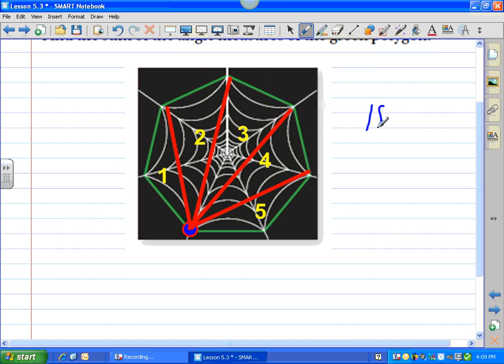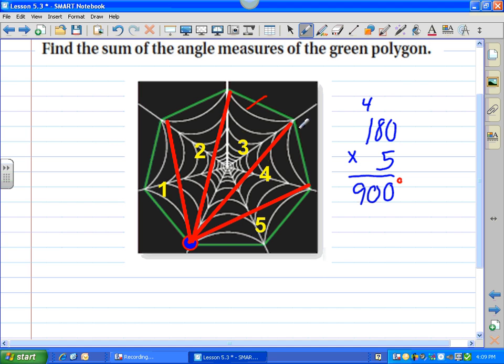Remember that there's 180 degrees in every triangle. Since I have 5 triangles, I'm going to do 180 times 5. That means that in any polygon with 1, 2, 3, 4, 5, 6, 7 sides, any polygon that has 7 sides will have a total measurement of 900 degrees. Or you can say, Mr. Phillips, any heptagon will have a total of 900 degrees.